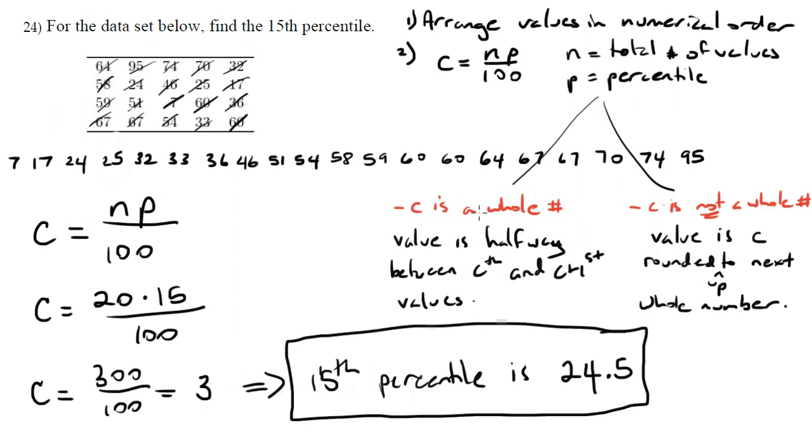If C is a whole number, the value is halfway between that Cth position and the next one up, the C plus first position. And that's how you find the percentile.